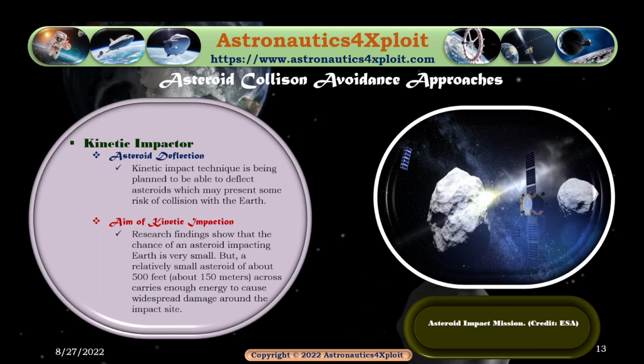Asteroid deflection. Kinetic impact technique is being planned to be able to deflect asteroids, which may present some risk of collision with the Earth. Research findings show that the chance of an asteroid impacting Earth is very small, but a relatively small asteroid of about 500 feet across carries enough energy to cause widespread damage around the impact site. This picture shows asteroid impact mission.